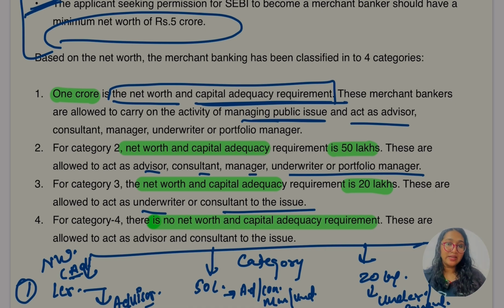So you might have a confusion here. For the very first, they should have at least 1 crore. That was the net worth and capital adequacy to be maintained by these merchant bankers. So they can act as what? Advisor. Advisor for whom? On the activity of managing public issue. So don't get confused between managing public issue and acting as advisor, consultant, manager, underwriter or portfolio manager. Then first 1 crore, then 50, 20, and the last has no net worth or capital adequacy requirement. The last can only act as advisor and consultant to the issue. So they are basically divided into 4 parts.